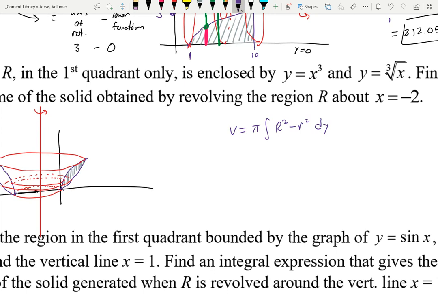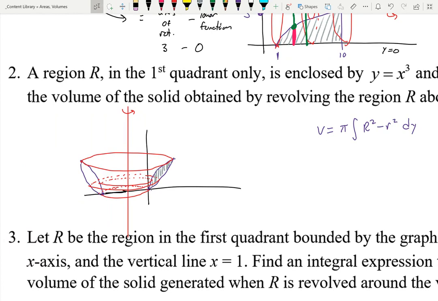Now, because my integral is with respect to y, my functions have to be functions of y. Right now, I have functions of x. So I need to take each of my two functions and solve them for x. So let's see. This function right here, which was x cubed, if you solve that for x, you're actually going to get the cube root of y, also known as y to the 1/3. And this function, which was the cube root of x, is actually going to be x equals y cubed if you solve both sides for x.